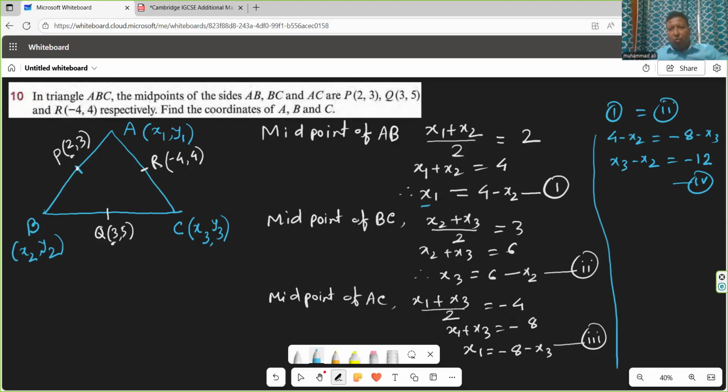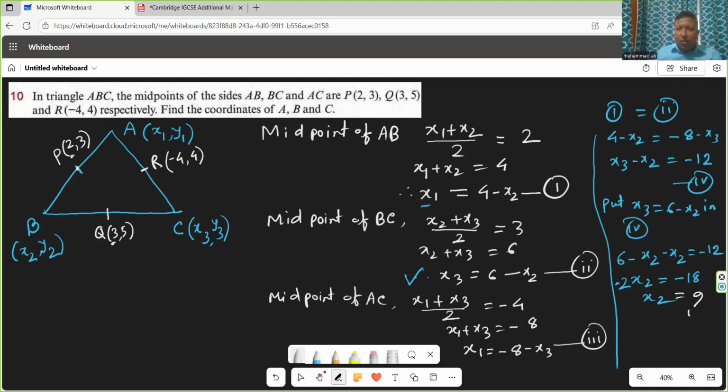Now in equation 4, we have to put the x3 value, 6 minus x2. Put x3 equals 6 minus x2 in equation 4. So we'll get here 6 minus x2 minus x2 equals minus 12. If we simplify, from here we'll get x2. Simple calculation, minus 2x2 equals minus 18. So x2 equals 9.